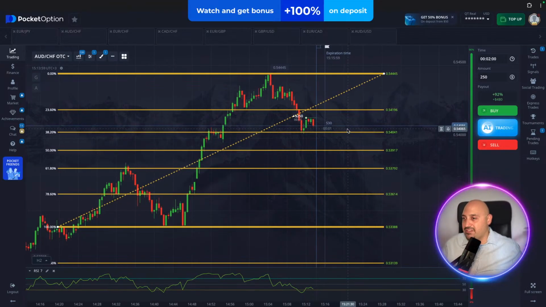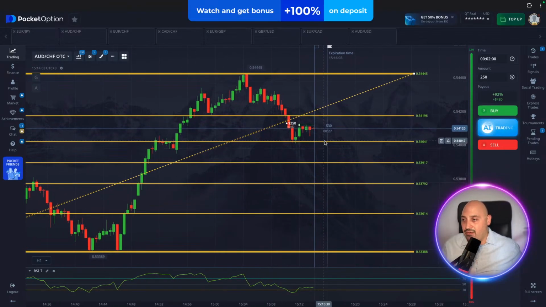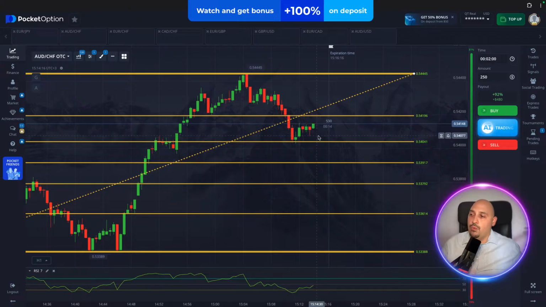We have another 12 seconds to go. It seems that we are very close to our entry point. Very, very close. 3 seconds to go. 2, 1. Unsuccessful trade. However, look how close it is to my entry point. So, I mean, another few seconds, I would have won this trade. Nevertheless, this was a loss.